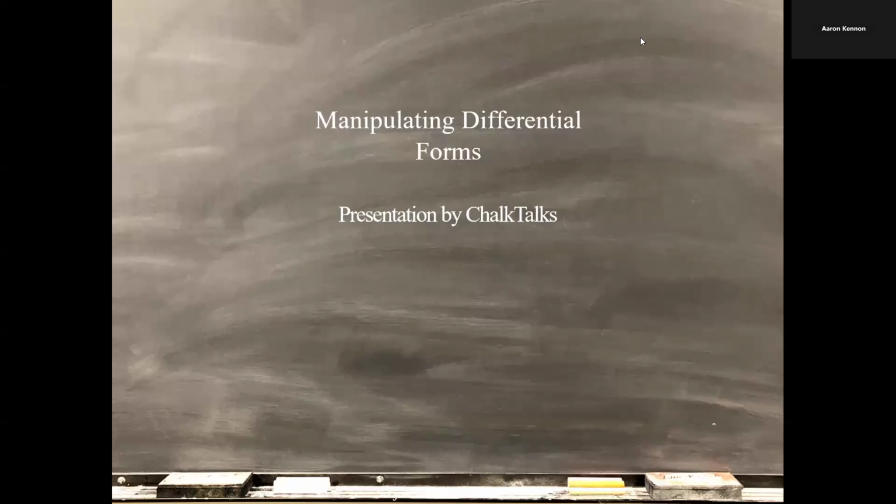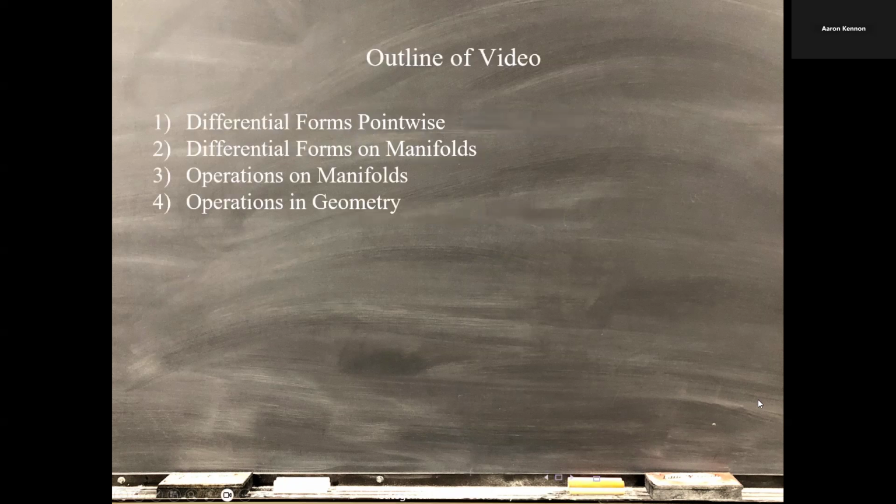Hello, everybody. So today we're going to talk about some operations related to manipulating differentiable forms on smooth manifolds. As a brief outline, we're going to first discuss differential forms over a vector space pointwise, and then we'll talk about when we set these on a differentiable manifold, what that looks like on a local level, as well as globally on the manifold.